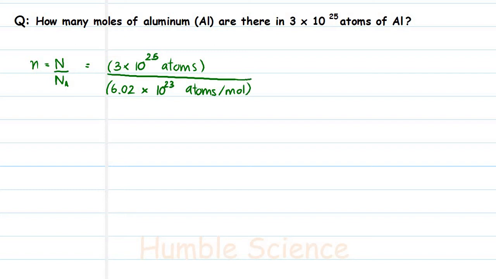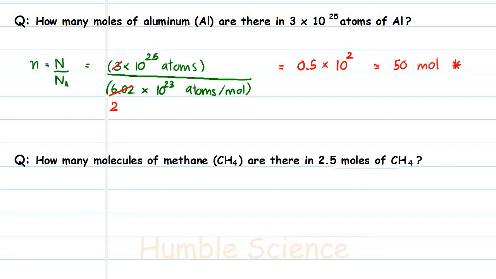And if we approximate 6.02 to be 6, we can cross this out and this will be 2. So we will get 0.5 times 10 to the power of 2, and that is going to be about 50 mole. And that is the answer here.